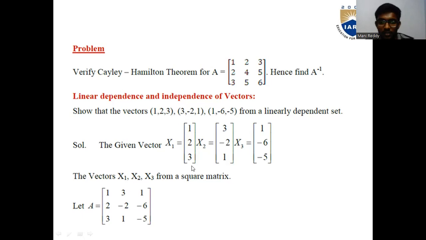The vector x1 x2 x3 is there, and find the A matrix; just combine all these vectors. The first is one problem for homework only, and the second topic is linear dependence and independence, which we will solve.